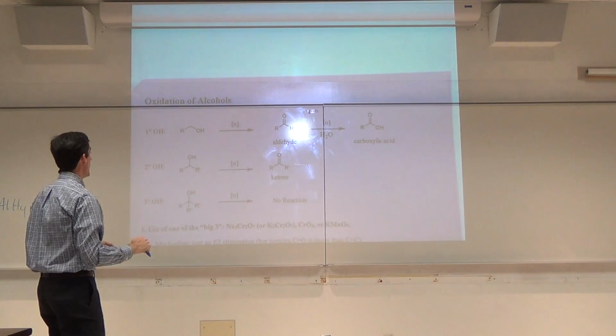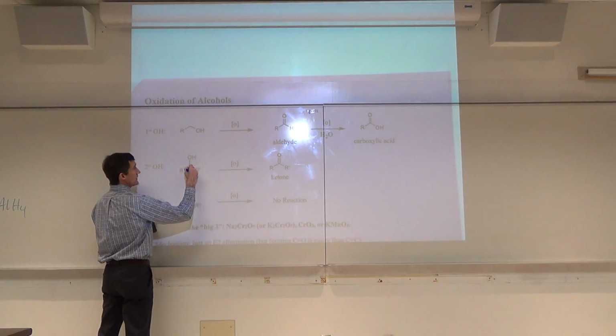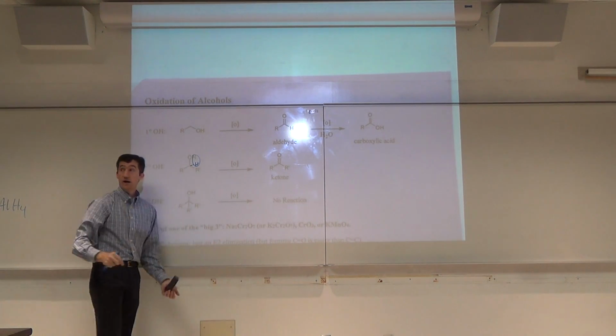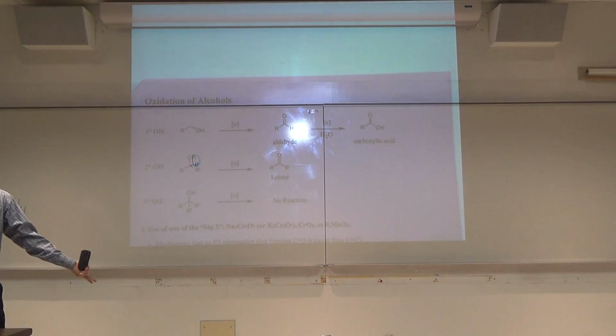Now when you oxidize a secondary alcohol, of course if you lose the 2 H's you get this structure, right? And lo and behold, it's a ketone.